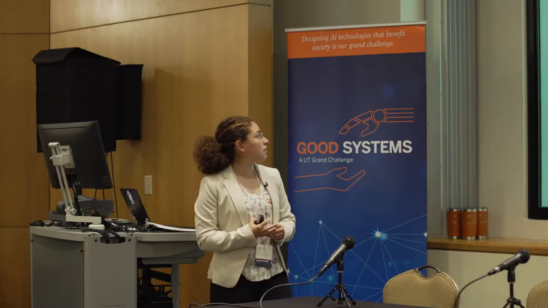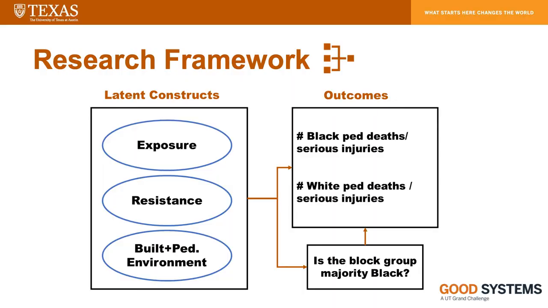In pedestrian safety research, there are three main factors that are considered to contribute to pedestrian crashes, and these are exposure, resistance, and built and pedestrian environment. Exposure factors correspond to the variables that increase contact with vehicular traffic or increase the opportunities for pedestrian crashes. Resistance is borrowed from social theory, and it refers to the fact that racial minorities are less likely to comply with the laws due to a lack of trust in the systems.